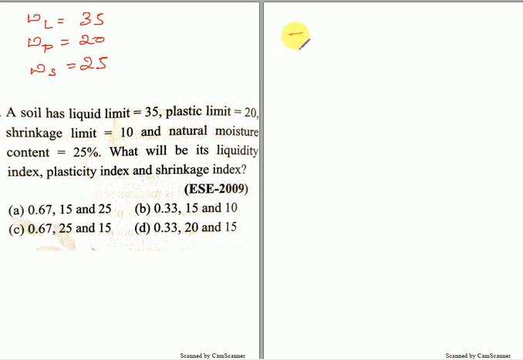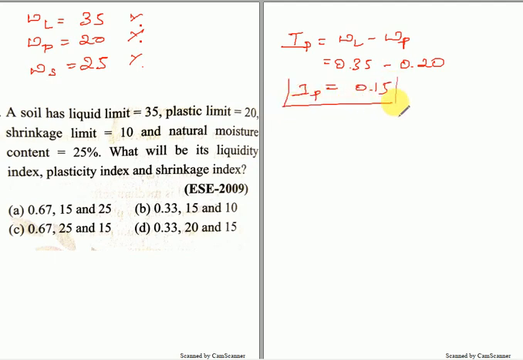Already I have given all the formulas in the previous video. Plasticity index IP equals WL minus WP. Everything here is given in terms of percentage. So WL is 0.35 minus WP 0.20, which equals 0.15. So IP is 0.15, which can also be written as 15%. So IP is 15.